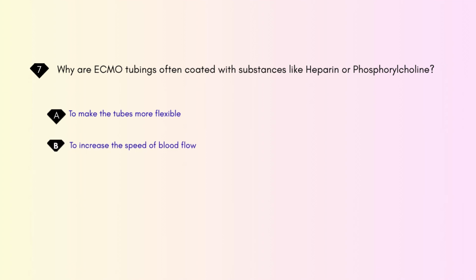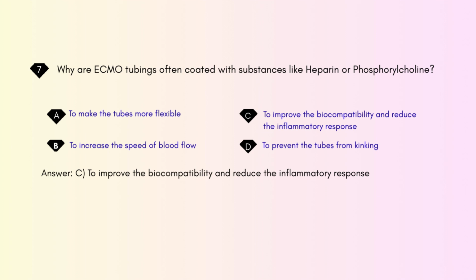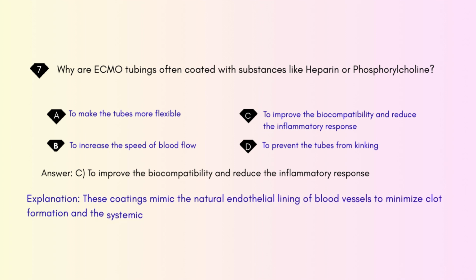Why are ECMO tubings often coated with substances like heparin or phosphorylcholine? A. To make the tubes more flexible. B. To increase the speed of blood flow. C. To improve the biocompatibility and reduce the inflammatory response. D. To prevent the tubes from kinking. Answer: C. To improve the biocompatibility and reduce the inflammatory response. Explanation: these coatings mimic the natural endothelial lining of blood vessels to minimize clot formation and the systemic inflammatory response triggered by blood hitting plastic.